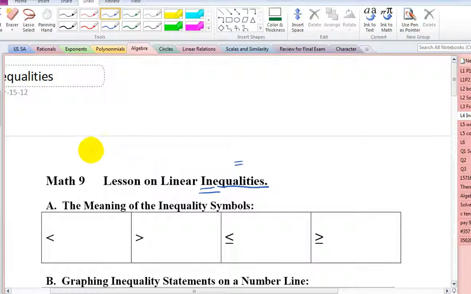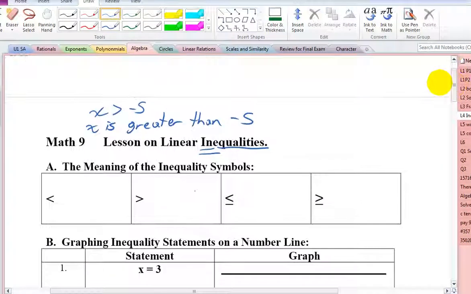So if I have here x is greater than -5, I can write that in words. I simply say x is greater than -5. So you've got to be able to go back and forth between your math and a word sentence.